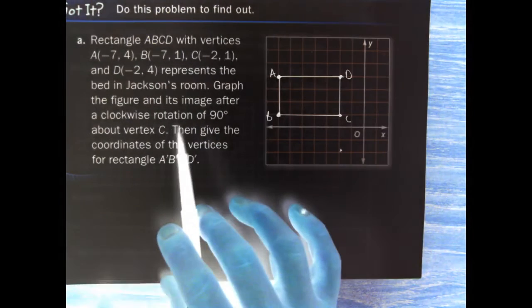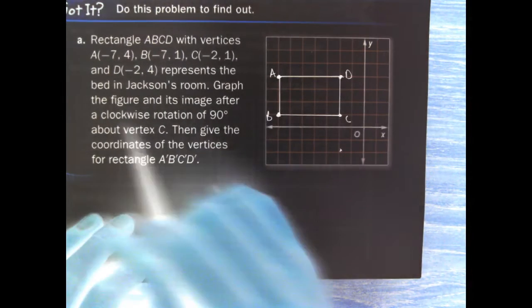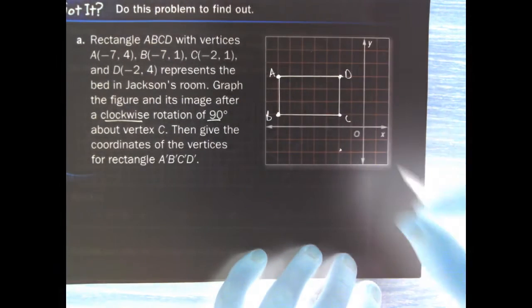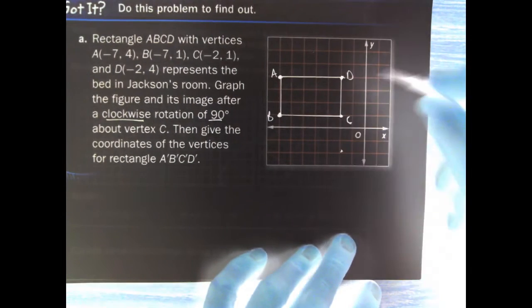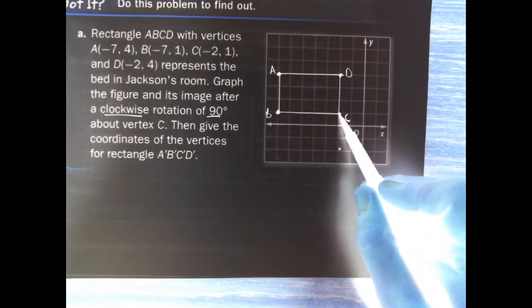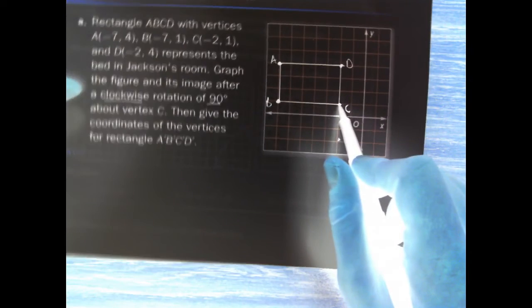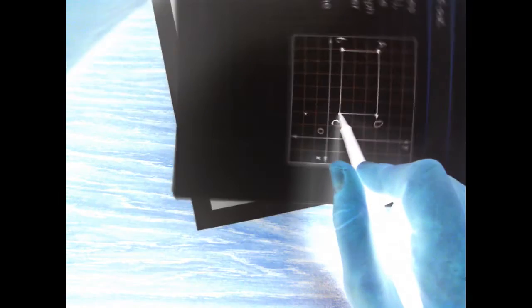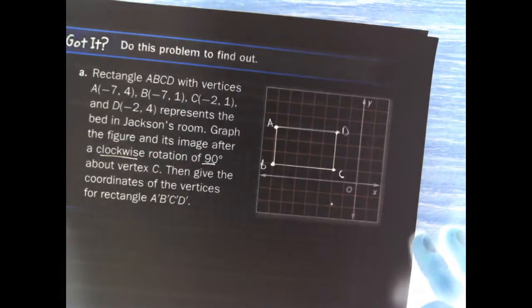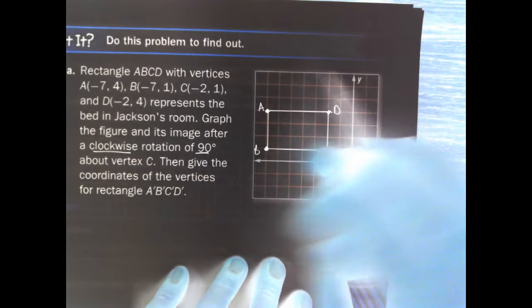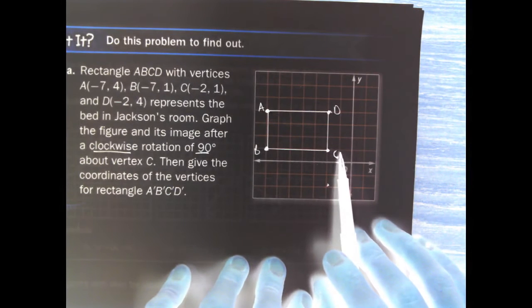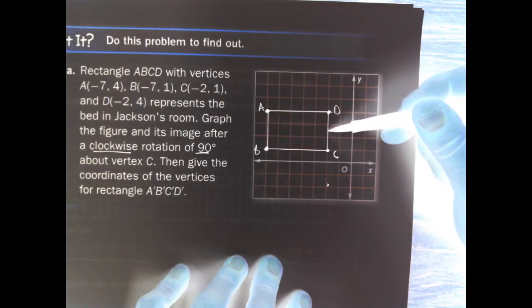Okay, so we want a rotation of 90 degrees clockwise about vertex C. So I'm going to think about putting my pencil or my finger right on vertex C, and that's not going to move. And I'm going to rotate this thing 90 degrees that way. So if you can visualize that, what we're going to end up with is this entire thing moving this way and just kind of tipping on its end. Okay, so 90 degrees is only a quarter turn.